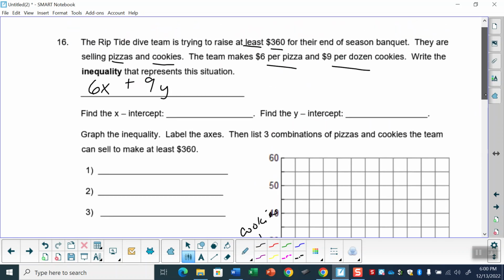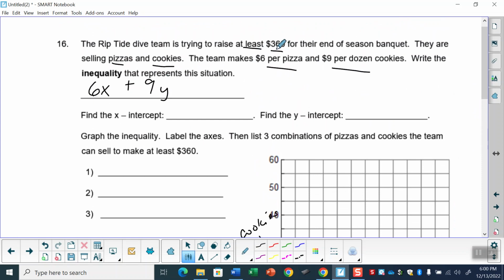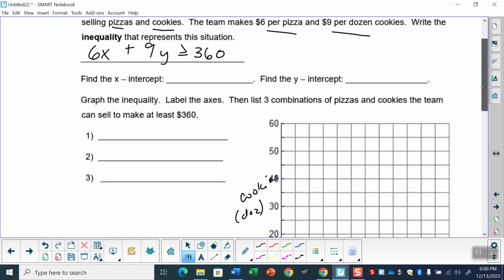Okay. So now it says, and I want to make at least 360. So I'm trying to make greater than at least 360. So I'd be happy to make more, right? So I'm going to use a greater than or equal to 360. So that is my inequality.